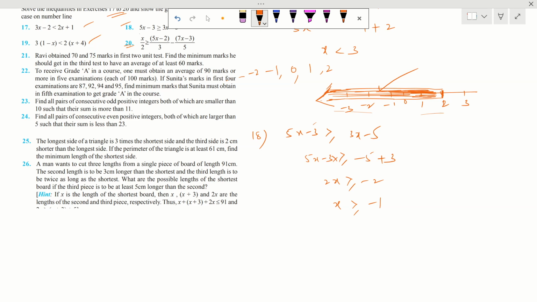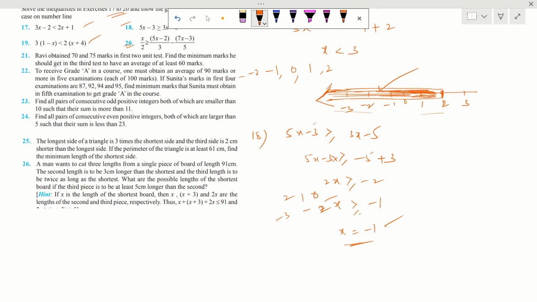Here, since the equality symbol is given, x is equal to minus 1, and greater than minus 1 we also need to write. If we take minus 2, minus 2 is not greater than minus 1. Minus 2, minus 3, these are not greater than minus 1. The numbers greater than minus 1 are 0, 1, 2, and so on. 0 is greater than minus 1, 1 is greater than minus 1, 2 is greater than minus 1. The positive numbers go on from the minus 1.